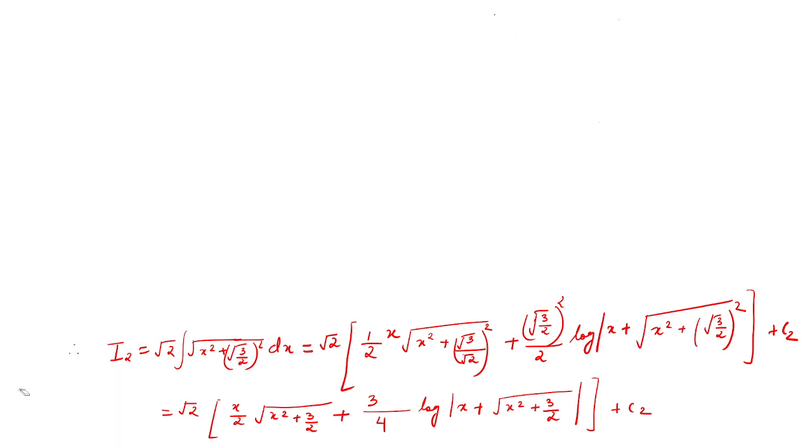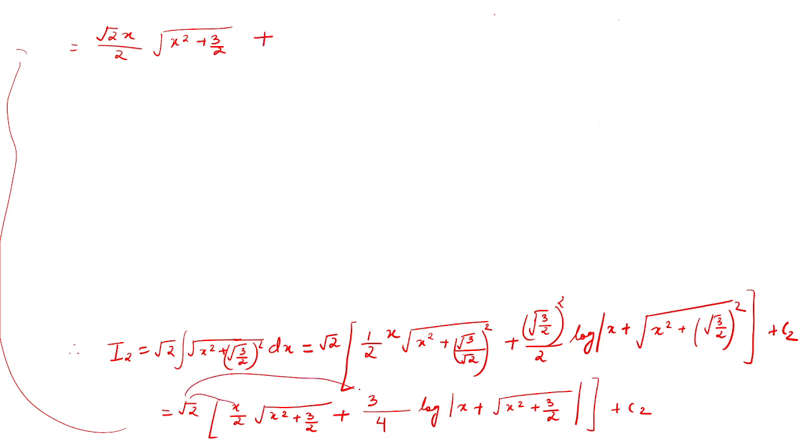So let's come up here, remove the bracket, so you'll get this as root 2 of x by 2, root over x square plus 3 by 2 plus, remember root 2 into this and root 2 into this, so this becomes 3 root 2 by 4 log of x plus root over x square plus 3 by 2 plus c, c2. You can actually end your answer here. If not, you can just try solving this.